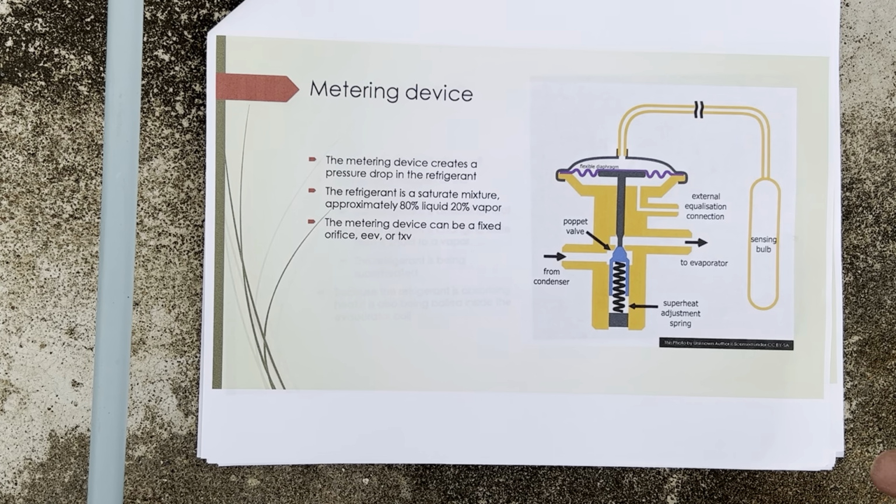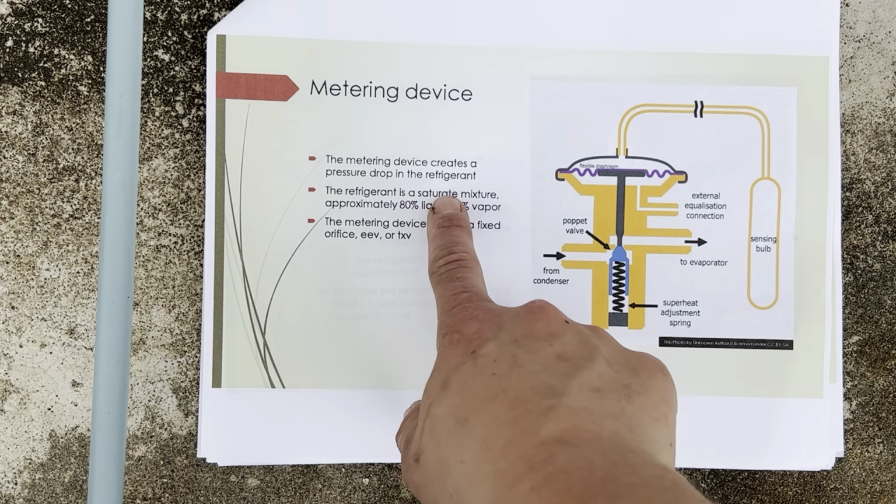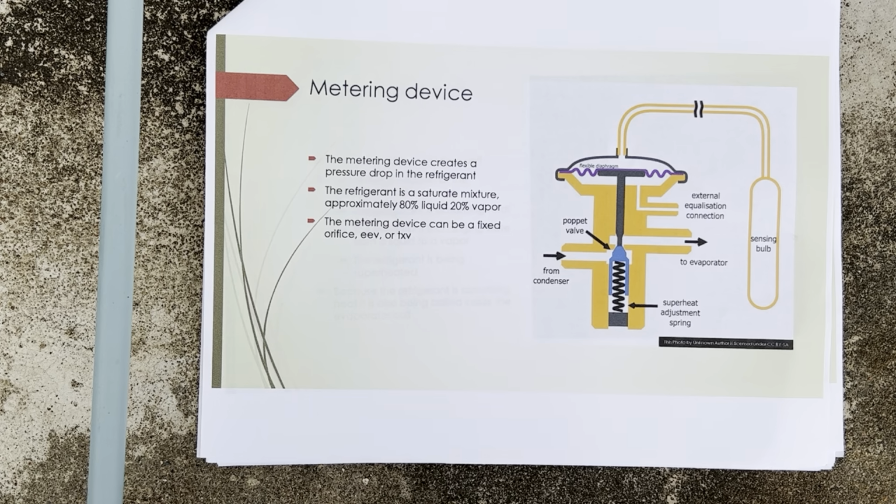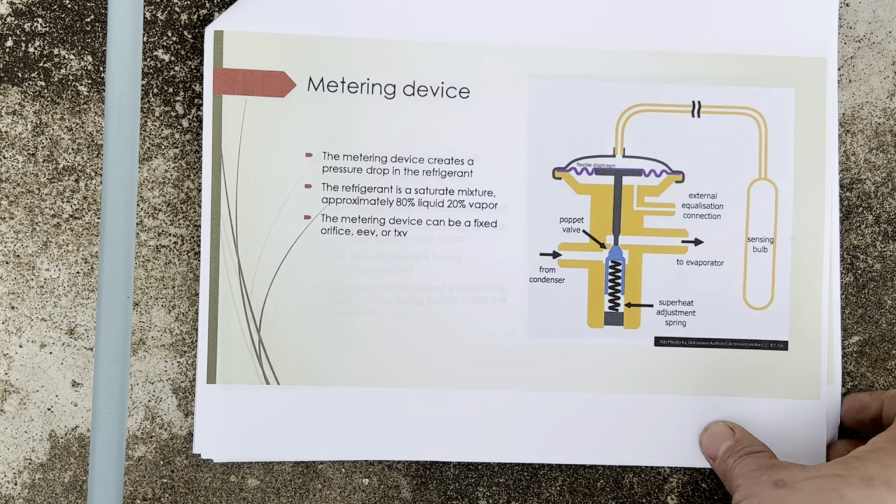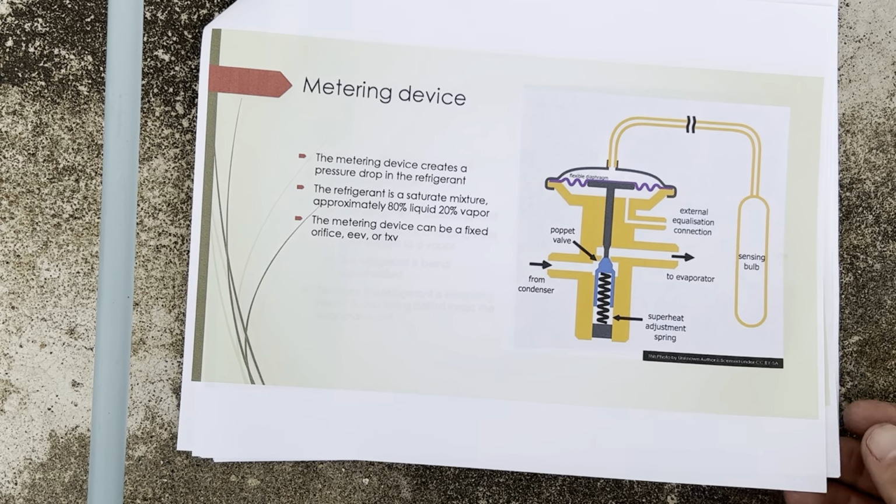We want to heat it back up in that evaporator so we can boil the refrigerant and get that cooling effect. After the metering device, the refrigerant is going to be a saturated mixture. Made a misspelling there. Forgot my D there. It's going to be approximately 80% liquid, 20% vapor. The metering device can be a fixed orifice, EEV, or TXV. Sometimes you'll see automatic expansion valves, but those aren't as common.